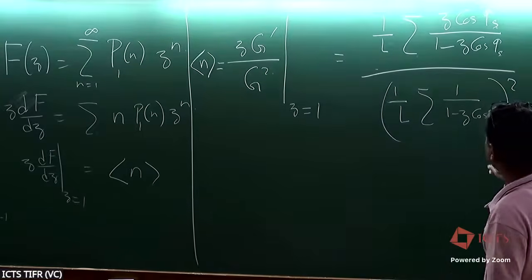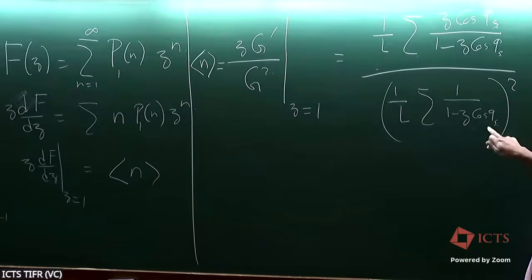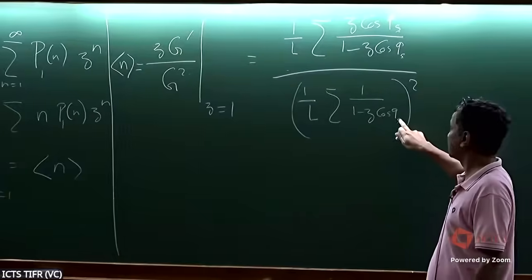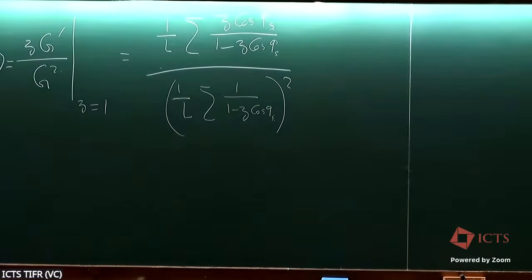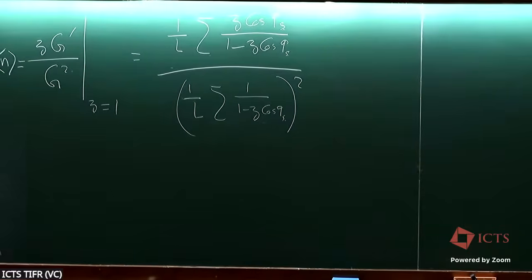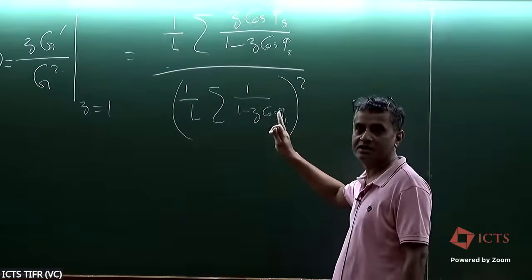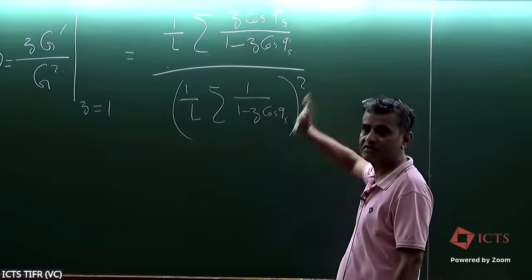Okay, so now if you set z equal to 1, what is this? Z equal to 1, this is infinite, right? Because there is a q equal to 0, it goes over all these values. So if you put z equal to 1, at least one of the terms in this summation is infinite. So this will blow up, and similarly, this also blows up. So it's infinite by infinite.